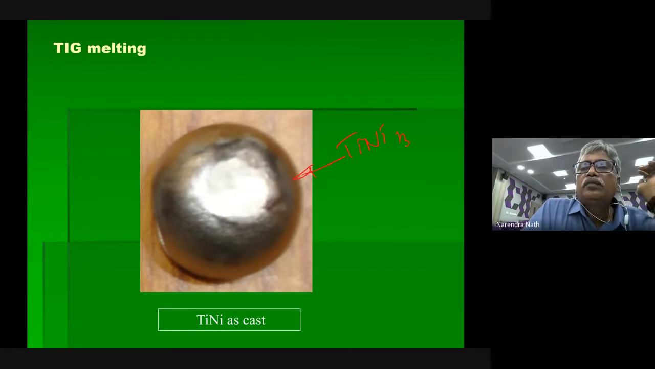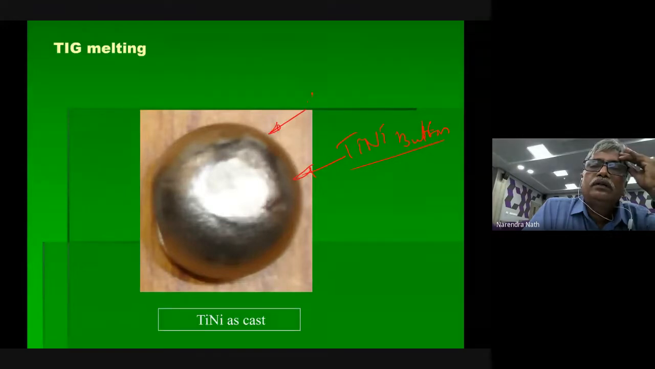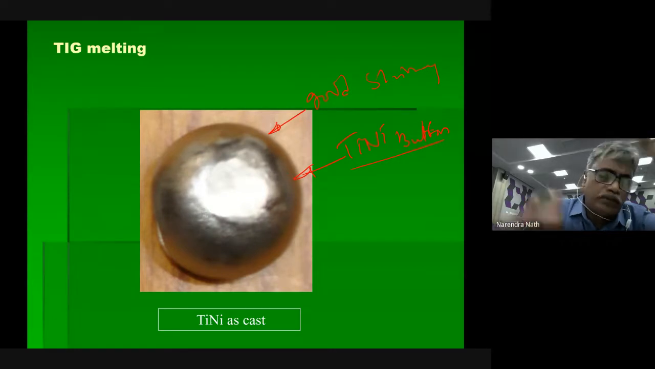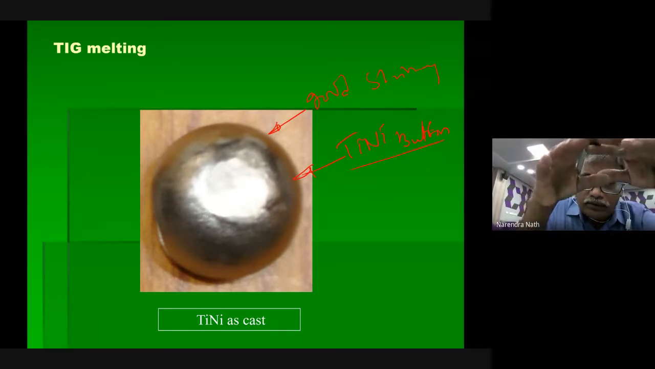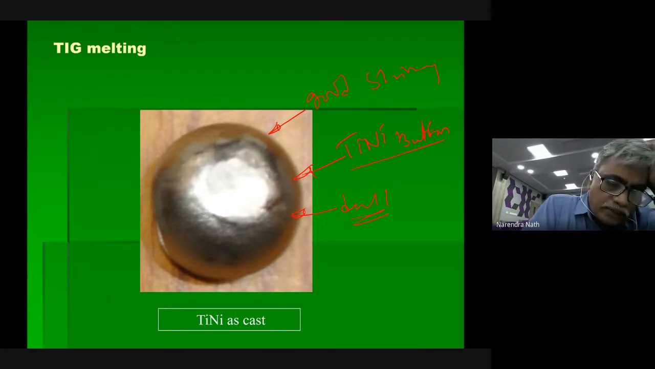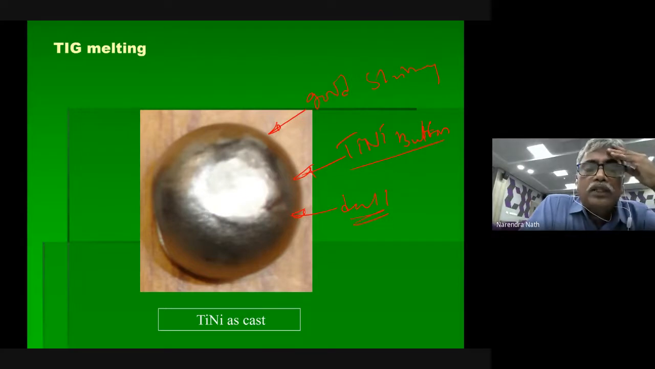titanium nickel button is forming. If this button is good, you see a shiny face. If it has reacted with oxygen, if you did not properly flush out the atmospheric air and did not properly create the vacuum, then it becomes dull. Dull in the sense it looks ash colored. The moment it looks ash colored, no need to think about it. You have to throw it.